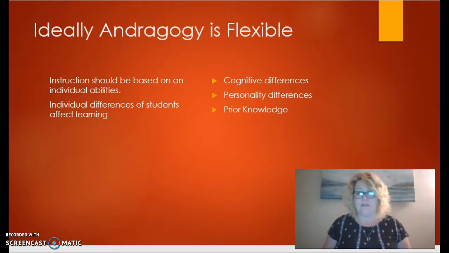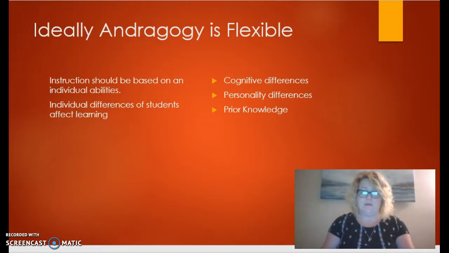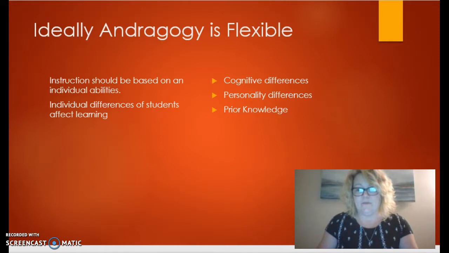So their cognitive differences. What are their different levels of thinking? Versus what are their personality differences. I've noticed many times in class that personality differences make a humongous difference in how the class learns altogether. And then that prior knowledge. So prior knowledge can be a good thing, and sometimes it can be a bad thing.